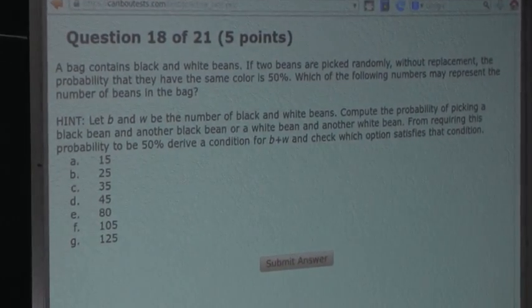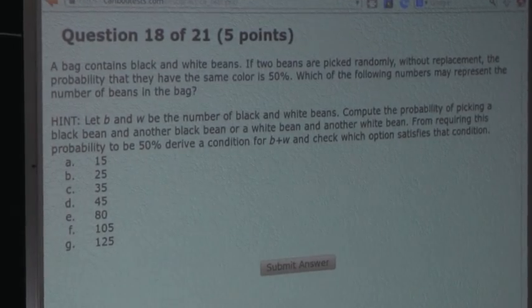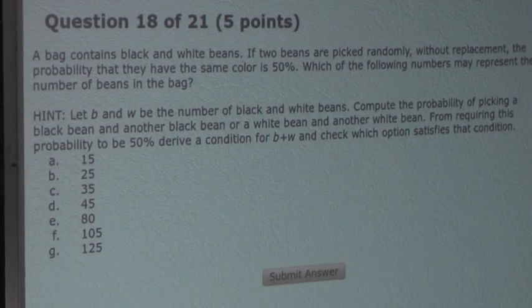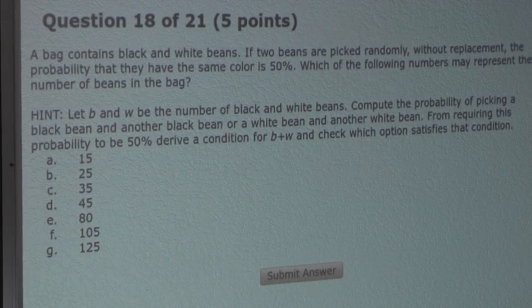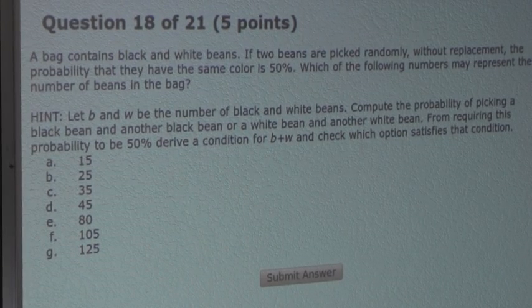If two beans are picked randomly without replacement, the probability that they have the same color is 50%. Which of the following numbers may represent the number of beans in the bag?